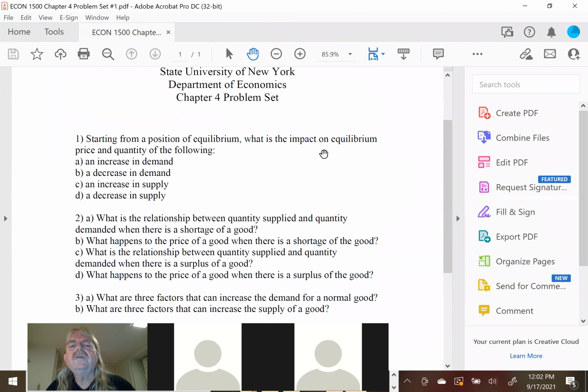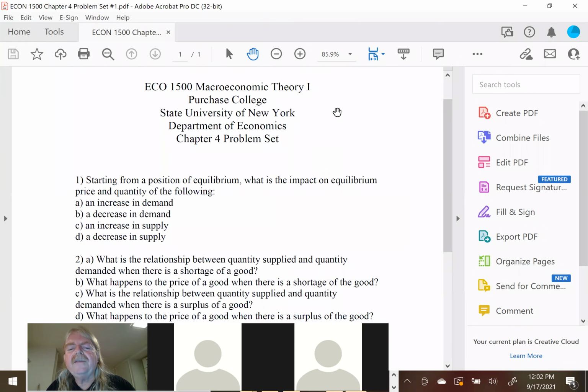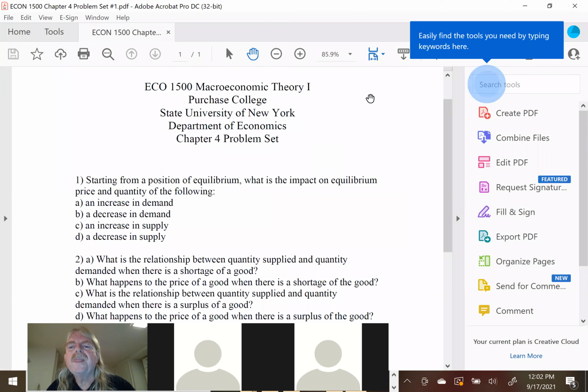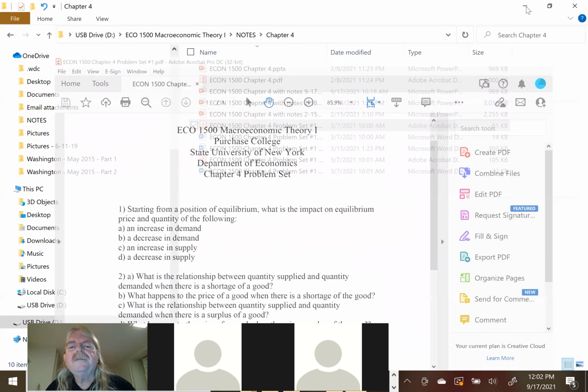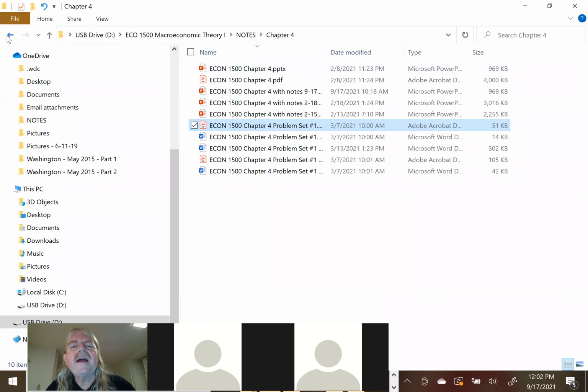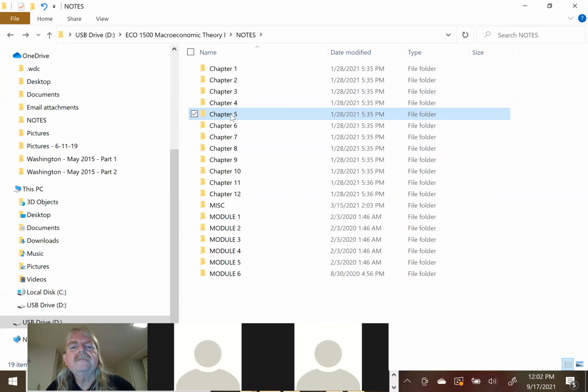So let's do this. Why don't you print it out and start looking at it? And if you have any questions, we can go over them on Tuesday, but then we'll go over them together on Friday just to make sure you're understanding this. Now, chapter 5, like I said, is our first chapter that's pure macroeconomics. So let's see what it is.